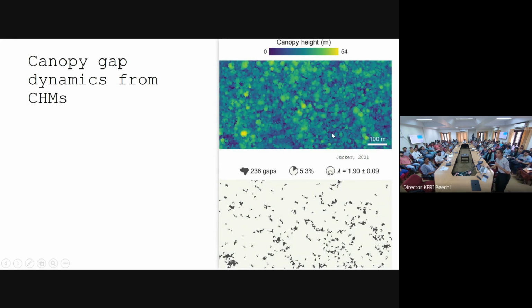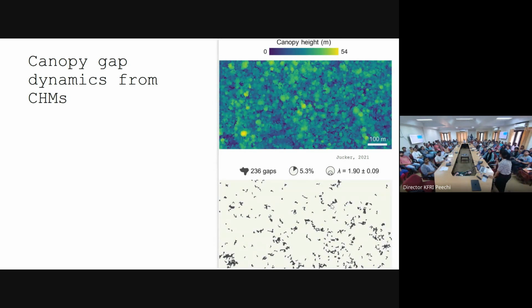So for instance, here what you see is canopy height maps, basically the top of the canopy of BCI, which is the Barro Colorado Island. It's a tropical forest in Panama. So this is a 50 hectare area, and this represents the top of the canopy of this 50 hectare area. And from these canopy height maps of airborne LiDAR, what they found was the gaps. So what you see in the bottom part is how many gaps are there.